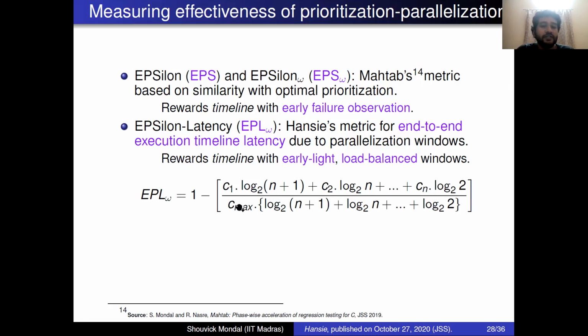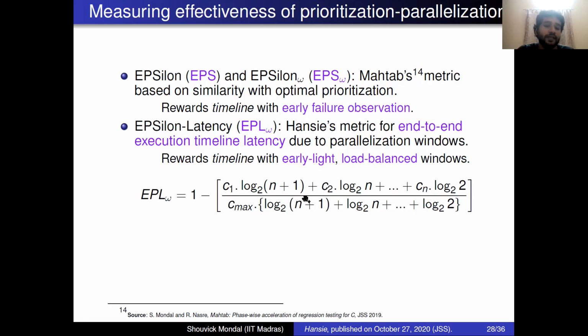And this Cmax is the cost of the heaviest window, and this is just the numerator, the log weighted numerator, replacing each Ci by the Cmax. So this is the normalization, and 1 minus normalization gives us the value. The closer the value is to 1, the better is the load balancing.